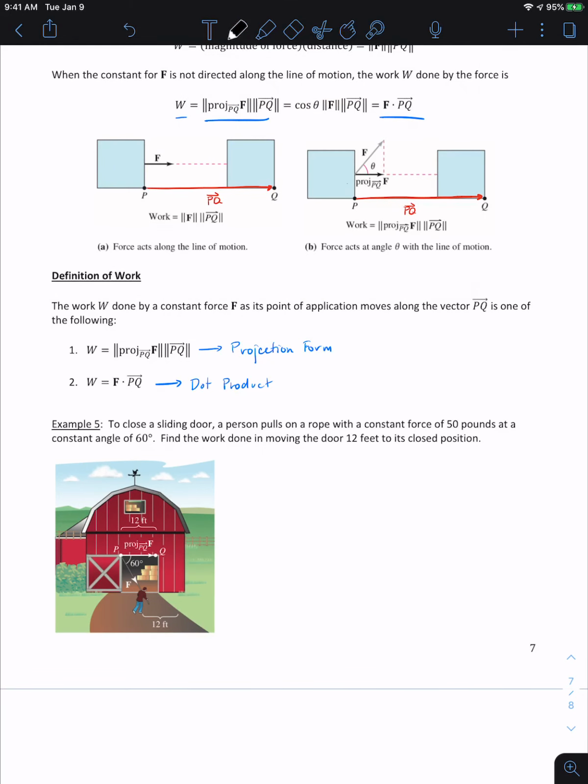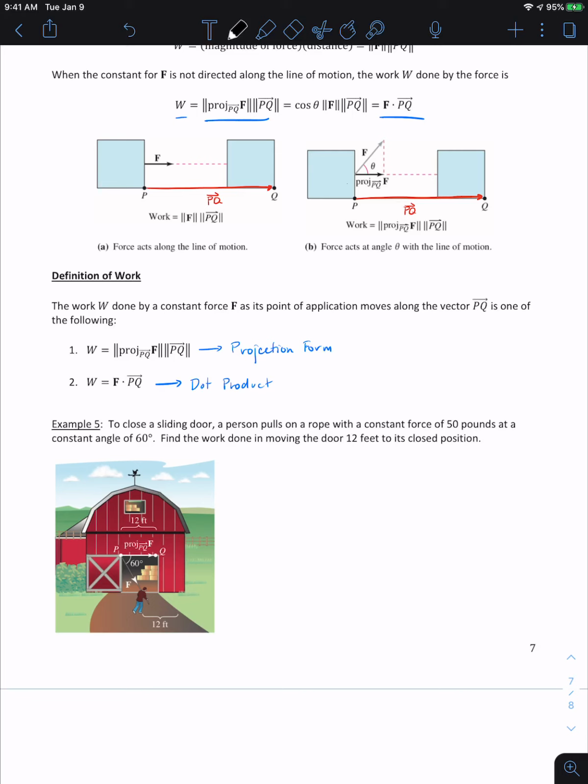Okay, so in either case, notice that the work is a constant, right? Which is what we're expecting. Force is a vector, but work, we just get a number for it, right? And in both these cases, it's either a magnitude times a magnitude, which is a scalar, or a dot product, which is a scalar.